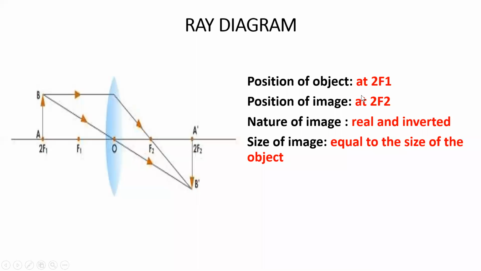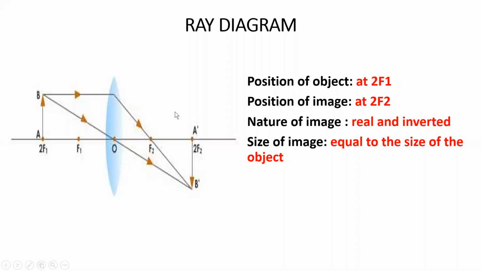Third case is when the object was at 2f1, that is, the center of curvature of the lens. So the position of the image will be also at 2f2, and the nature of the image will be real and inverted as shown in the figure, and it will be equal to the size of the object. The size of the object and the size of the image, both will be equal. This is possible in only one case, when the object is at 2f1.